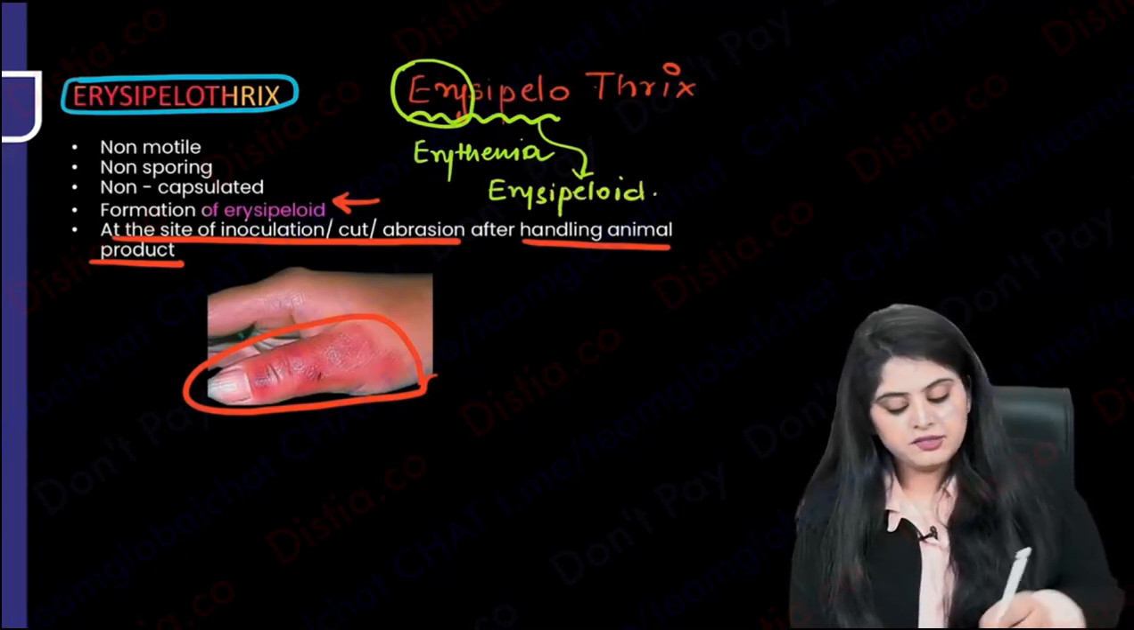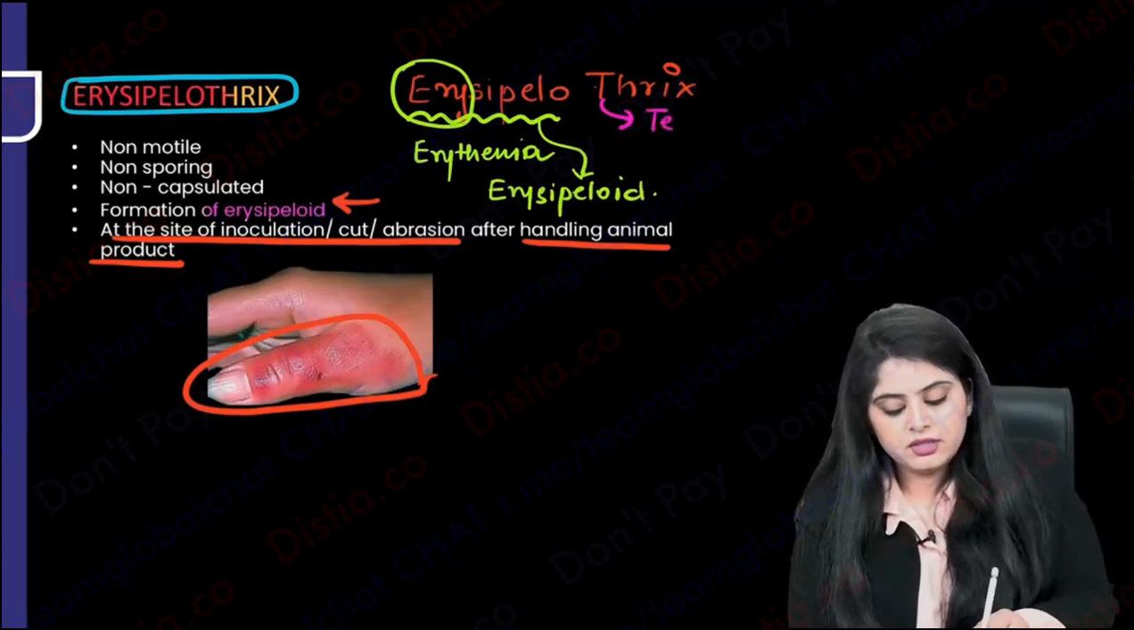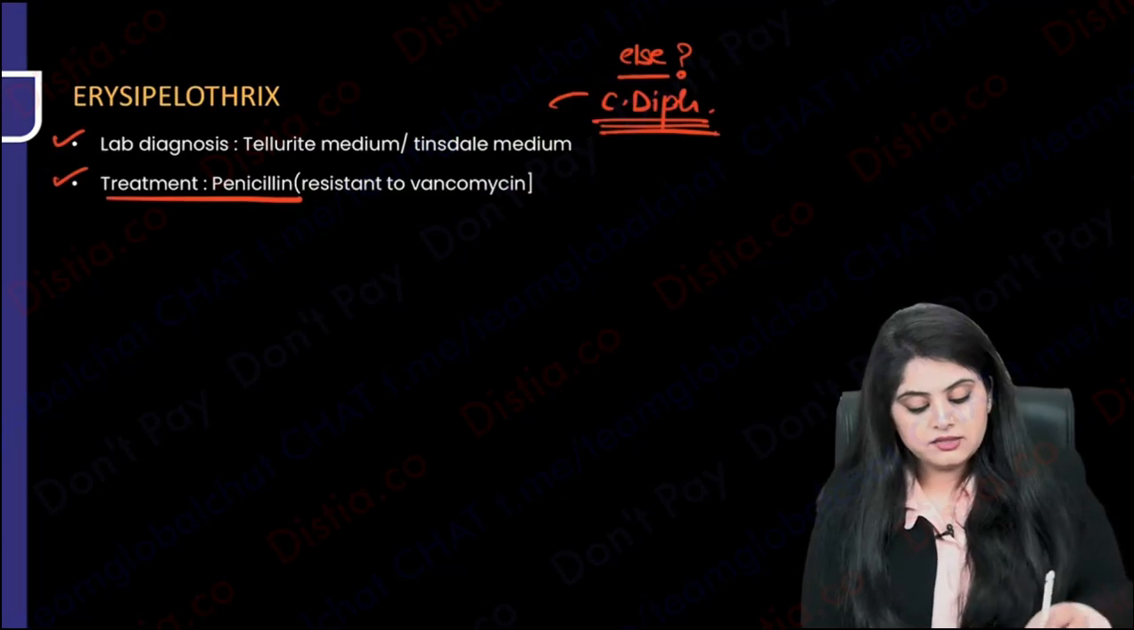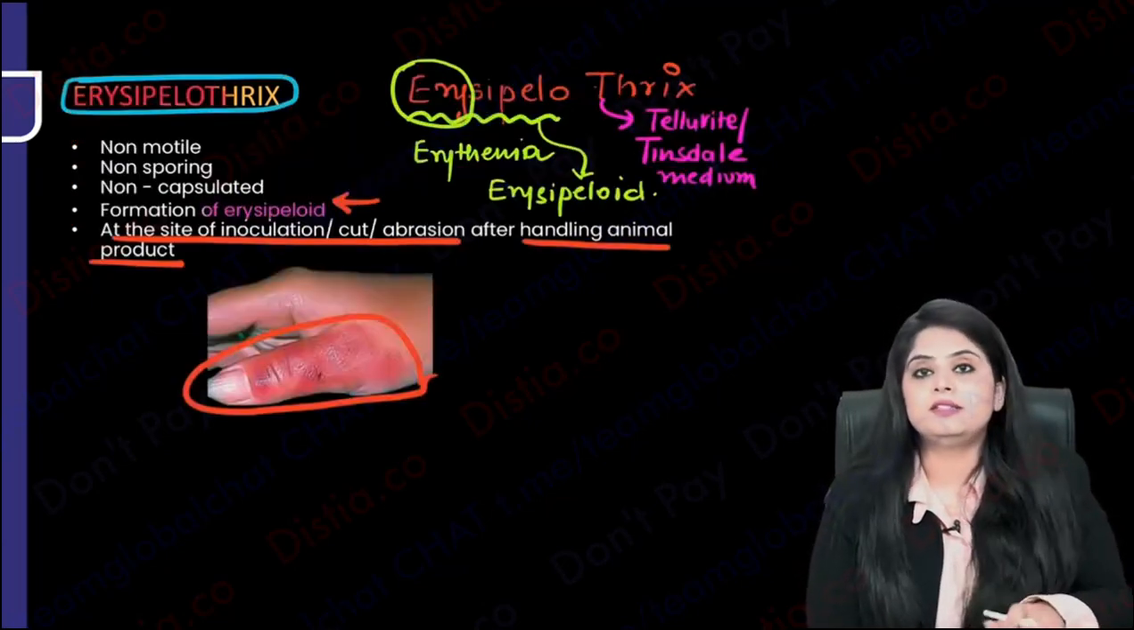After that they will say, what is this thrix? You will say T for the tellurite medium, or it is going to be the Tinsdale medium. Tellurite medium or the Tinsdale medium is how you're gonna deal with it. And then Tinsdale ke baad, the treatment is penicillin.